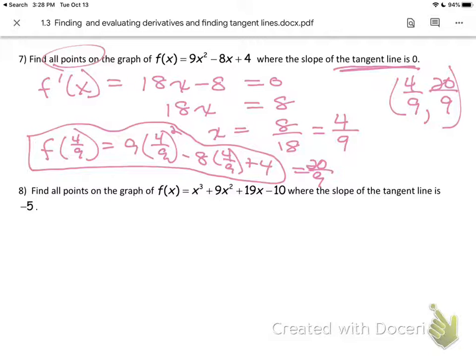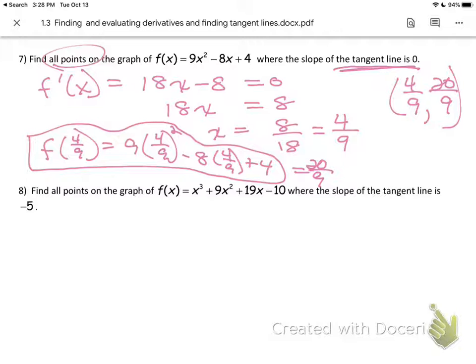And that's all they've asked us. You only have one place where that slope is going to be 0. What is that place? That place should be the vertex. Think about that. Okay, look at number 8 now.